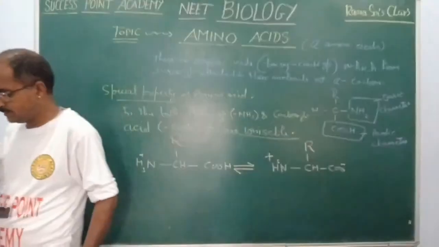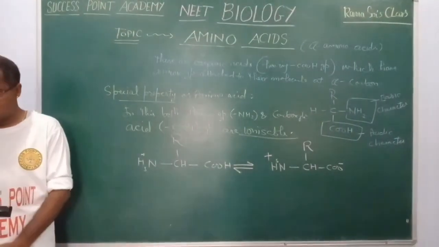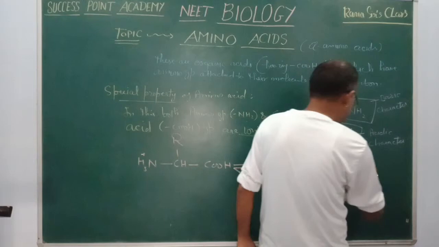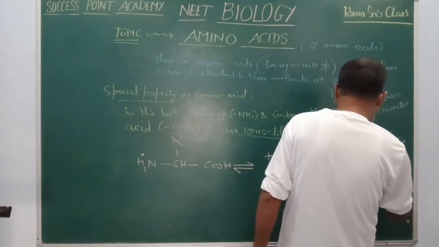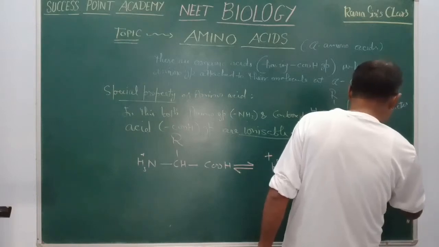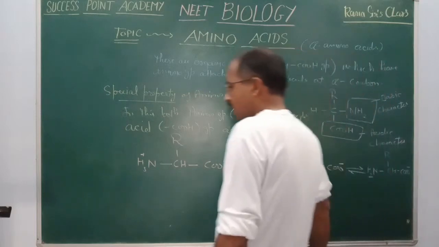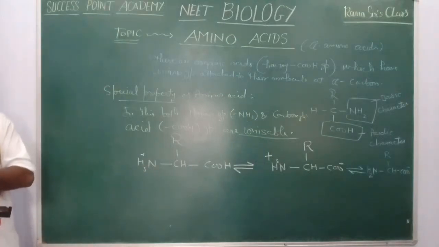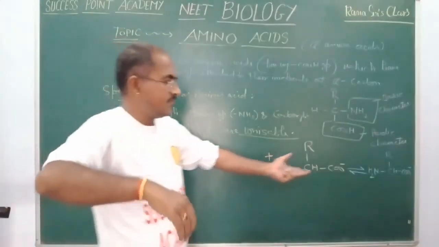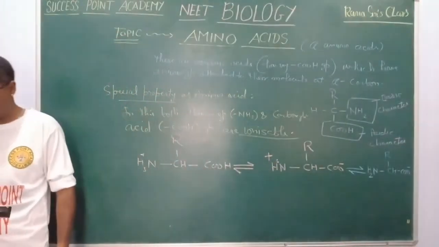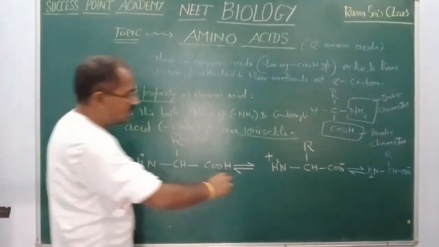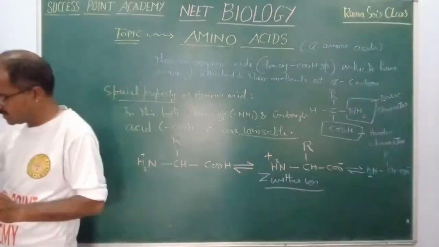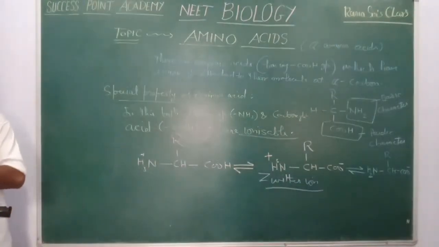Look here, and note how this structure of amino acid changes in different types of solutions having different pH values. This is called the zwitterion. Note it down, very good, your answer is correct.